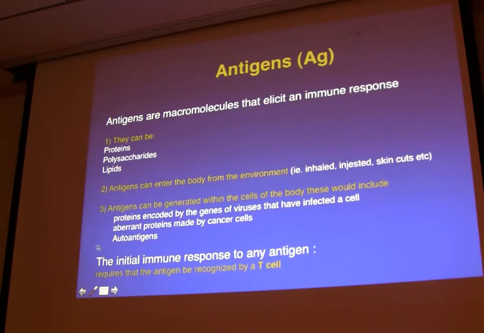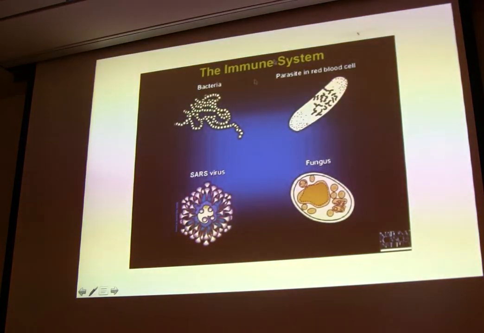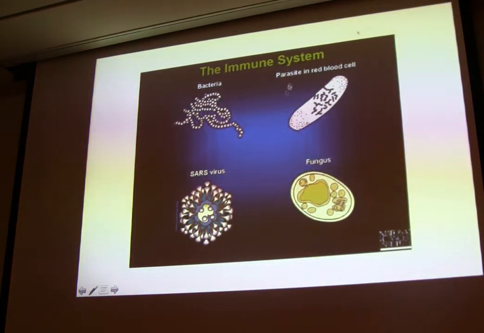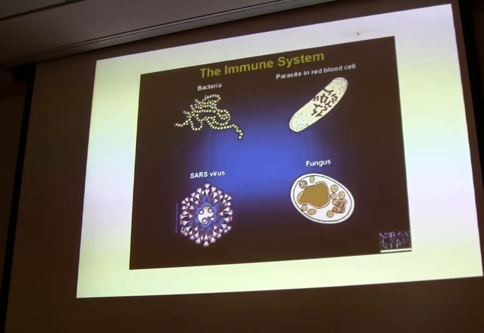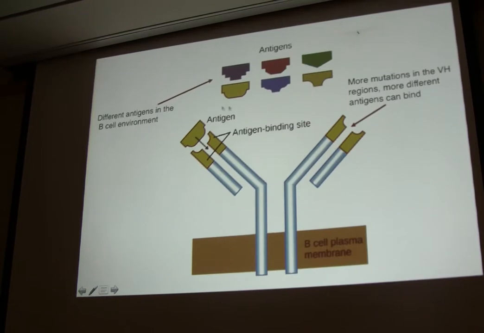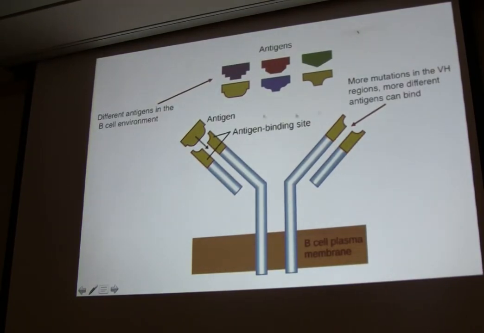Immune response to the antigen usually requires that the antigen be recognized by a T cell, right? Because that's what I started talking about. This is an example of where the antigens come from: different bacteria, viruses, and so on from your environment. Now, let's say these are all different shapes of antigen in the B cell's environment. The B cell that has this receptor can bind any one of these, right? It's not stuck to binding only the autoantigen.